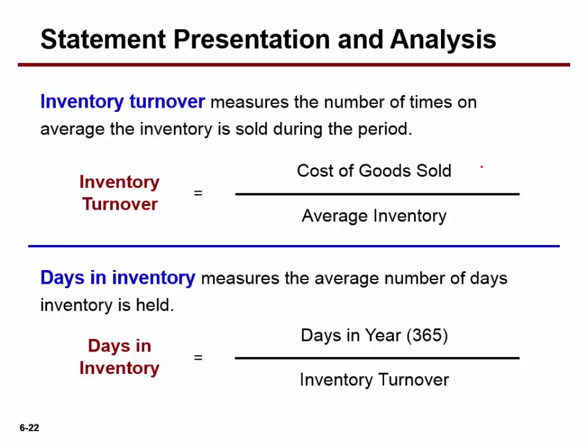The inventory turnover is your cost of goods sold divided by your average inventory. Average inventory is your beginning inventory plus your ending inventory divided by 2. Once you have the average inventory, you divide that into your cost of goods sold. That says how many times you turned over your inventory. Once you know that, if you want to know how long something stays in inventory, you divide that into the 365-day year, and that will give you the number of days that items have stayed in inventory.